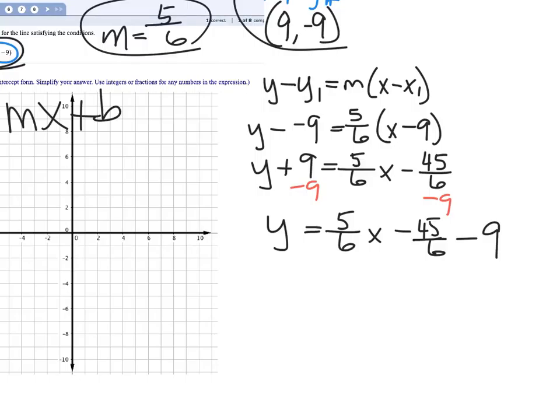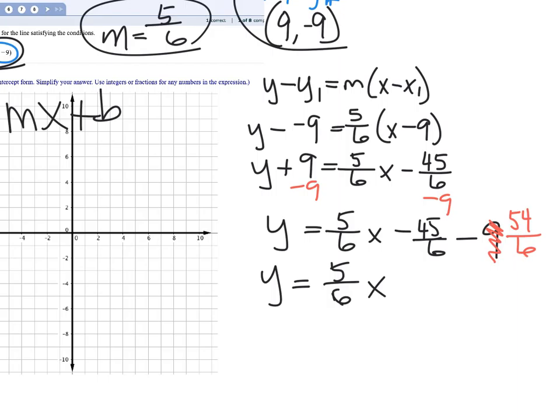Now I'm not simplifying this yet because I'm going to show it to you in 2 steps. And the way we can combine these like terms is we need to get 9 to be a fraction with 6 as the denominator. So that 9 is equal to 54/6. And how did I get that? Well, because 54 divided by 6 is 9. So I just changed the 9 to be 54 sixths. So now we've got y equals 5/6 x, nothing to do there. But now we've got this part right here. So you've got negative 45 sixths minus 54 sixths.